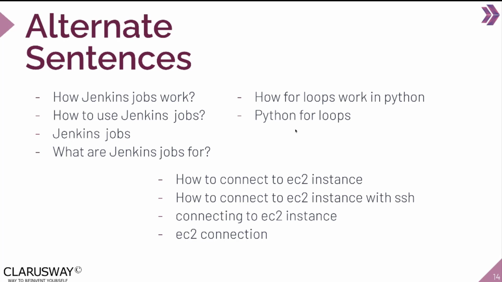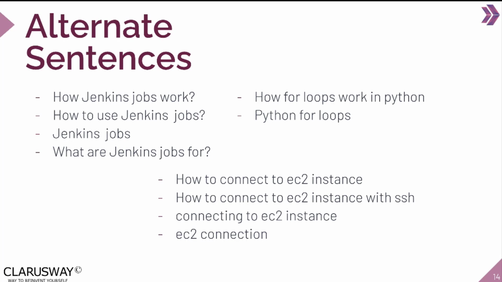Other examples we have here. How for loops work in Python. Python for loops. How to connect to EC2 instance. How to connect to EC2 instance with SSH. Connecting to EC2 instance. EC2 connection. One of these will 100% give you the answer, but the thing that I'm emphasizing here is that you have to be paraphrasing and alternating the sentence.